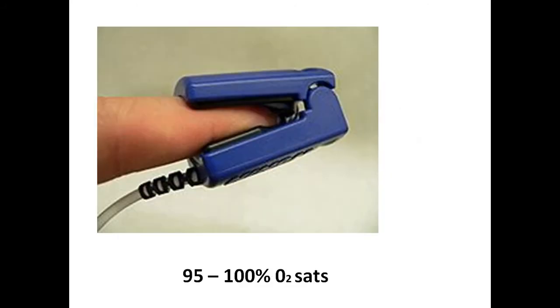Now known as the fifth vital sign, it is best practice to check oxygen saturation, which is a measure of how much oxygen is in the blood. The normal value is 95 to 100% in a healthy individual. It is measured by putting a device called an oximeter on the patient's finger.